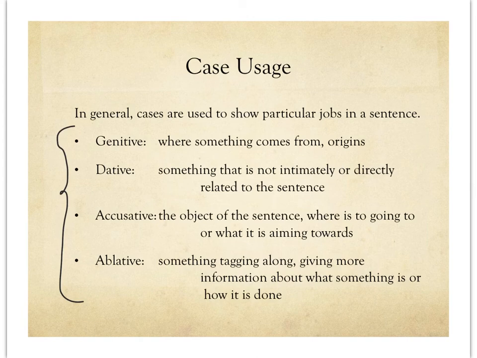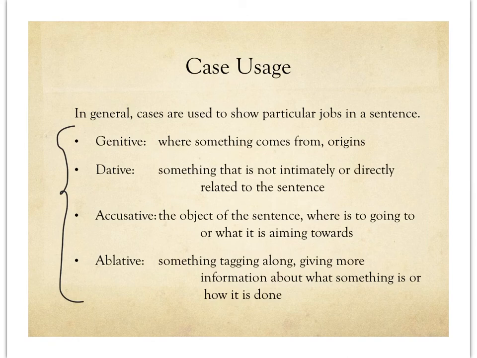So that's why we use it for possession. That is, if the book is yours, it originates with you. And so possession is something that makes sense. But we're going to see it in some other uses too, which are not possession, but where often I think the context will make it clear why it's in the genitive. The dative is always something that is not intimately or directly related to the sentence. So it's sort of always indirectly related to the sentence. It's always sort of toward the side. And we're going to see how that works in a lot of cases too.